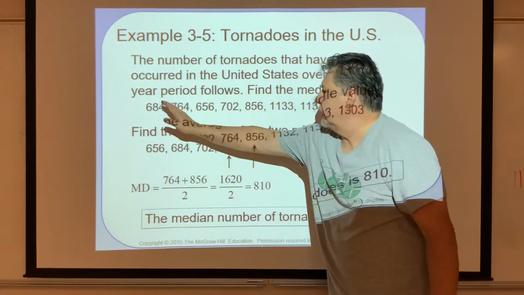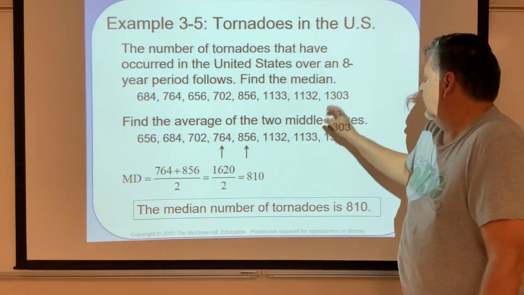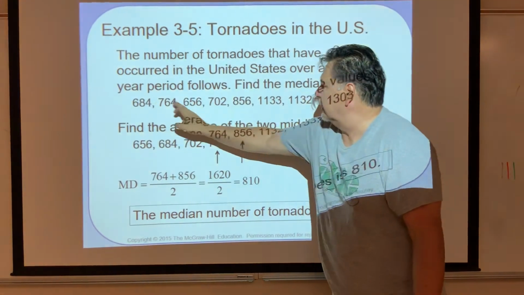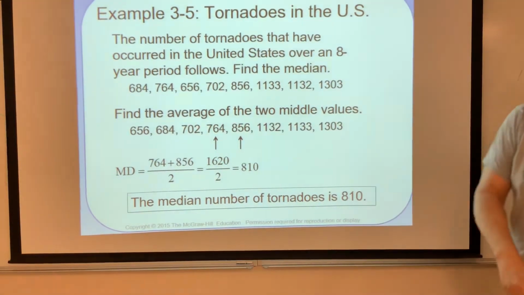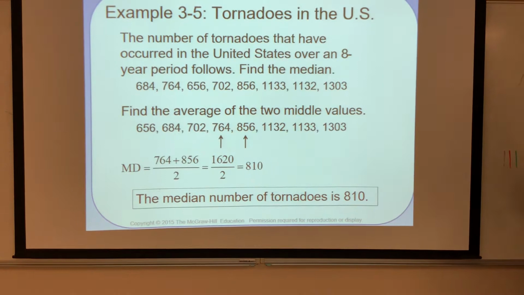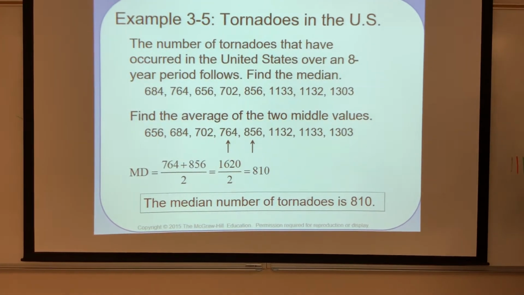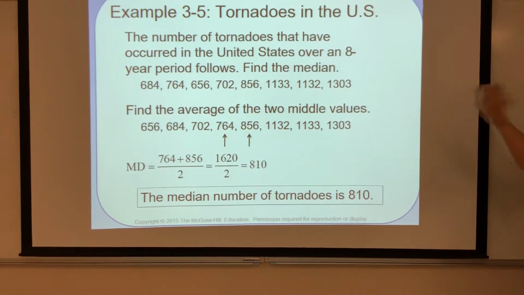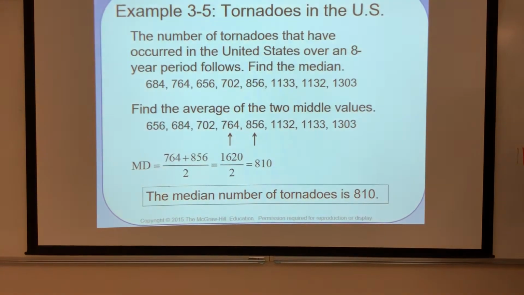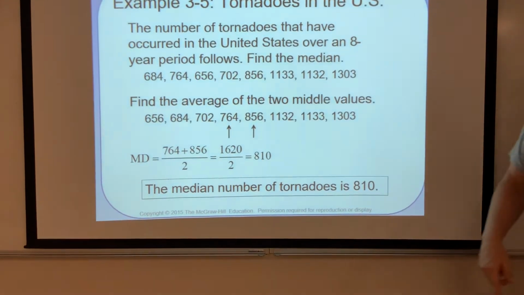So this is kind of simple. We take all this data, and basically I'm just going to count it. I got 1, 2, 3, 4, 5, 6, 7, 8. That's an even number, so there's not going to be a value right in the middle that I can just pull out and say this is my median. I'm going to have to do that little trick that I talked about.